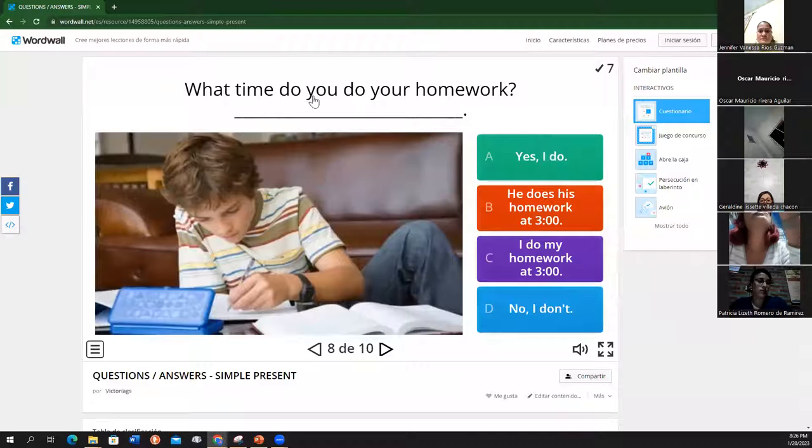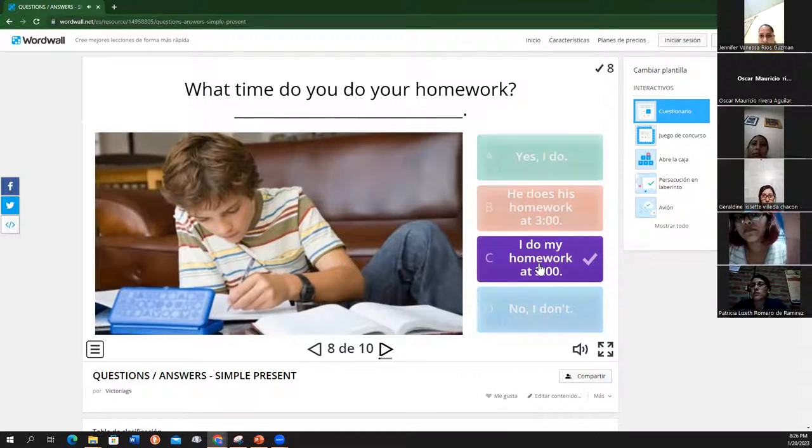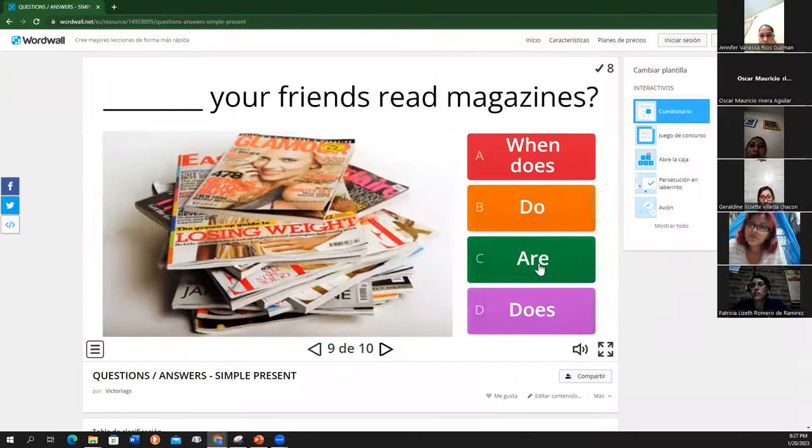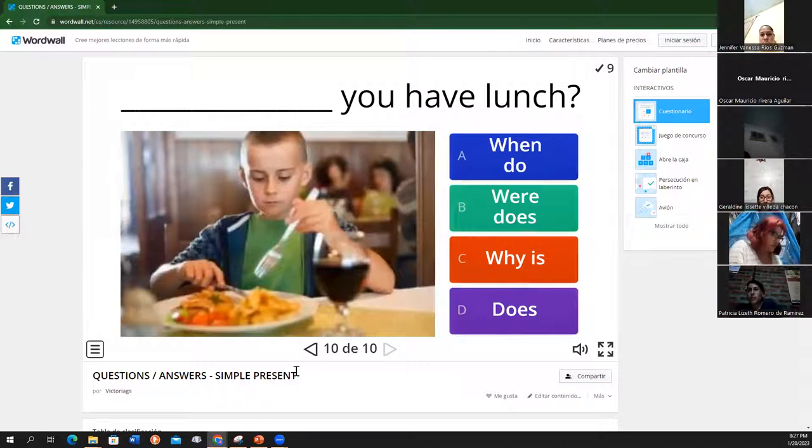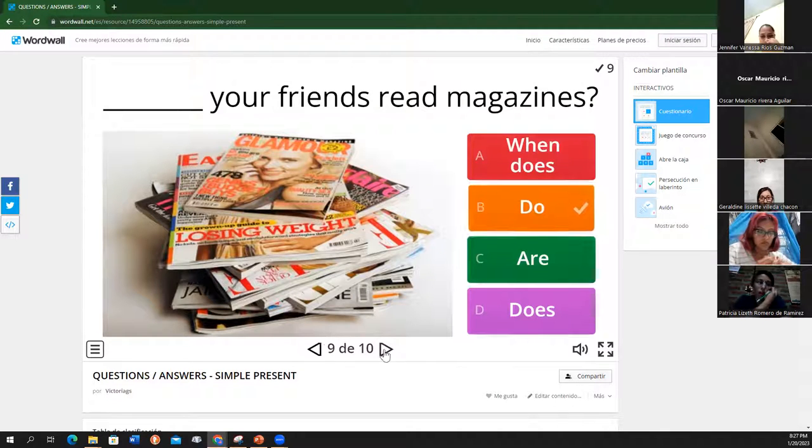Okay. What time do you do your homework? I do my homework at 3. Okay, very good. Ahí me va a dar información porque le estoy preguntando el tiempo, right? What time? Okay. Here? What is the correct option? Do your friends read magazines? Okay. Those are the magazines, okay? Esos son los magazines. If that is new vocabulary for you, take note. Tome nota, okay?